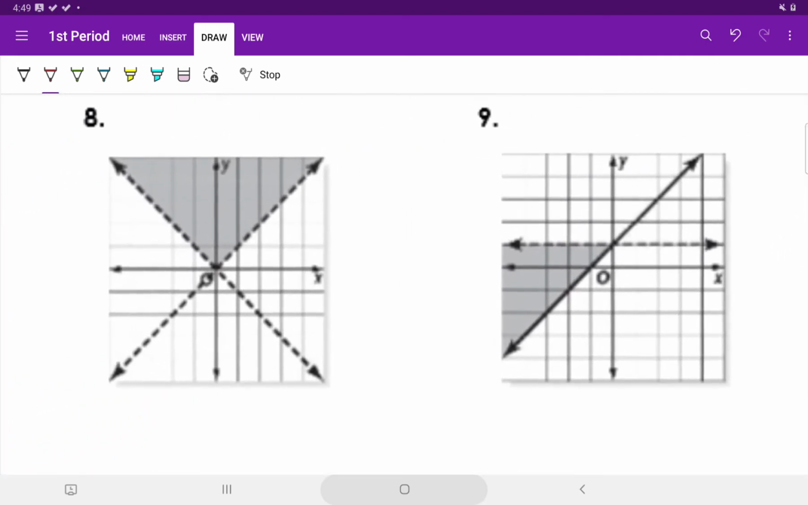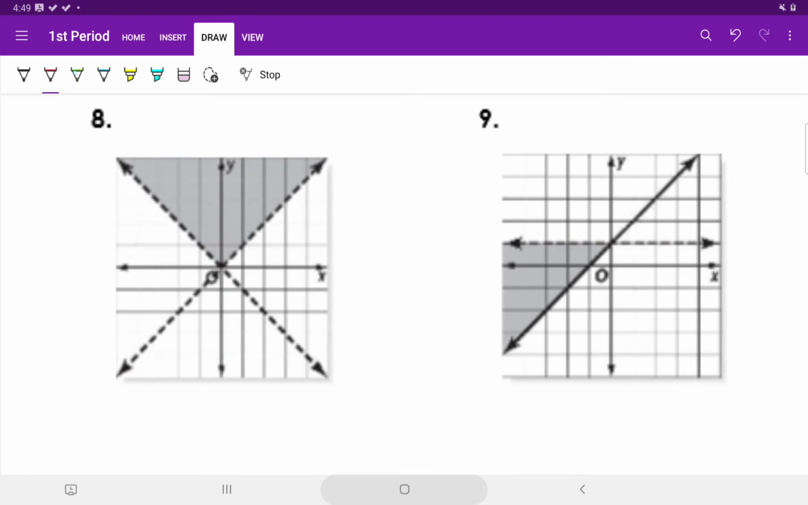Now try number 8 on your own. For number 8, I'm going to color my 2 dashed boundary lines in. I don't know if you can tell, but I really love color coding. So much easier to talk about the blue line and the green line.